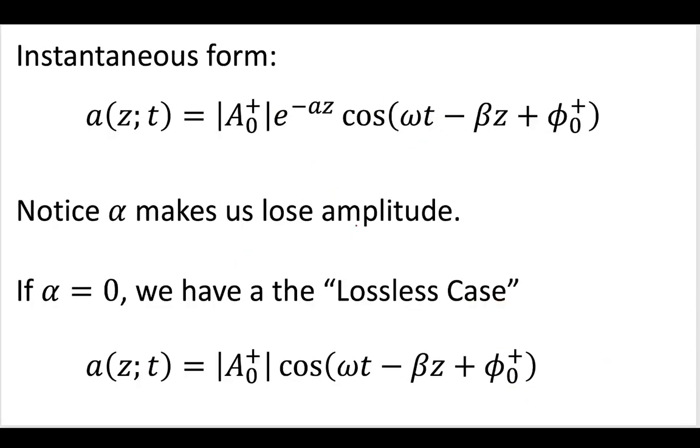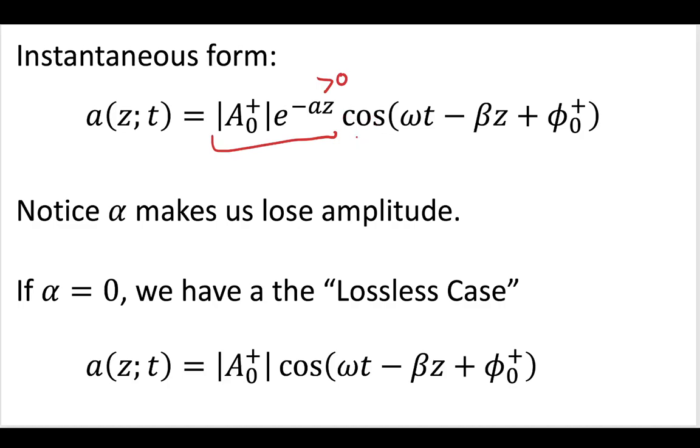Now, when we have that instantaneous form, what we should notice is that there is an alpha, and we can see that if this alpha is larger than 0, that's going to make this amplitude get smaller as the z increases. So the larger z gets, we can see that this term is going to get smaller. It's making us lose the amplitude that's out in front of that cosine wave.